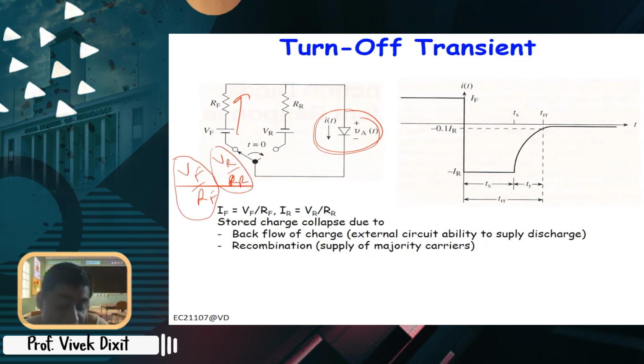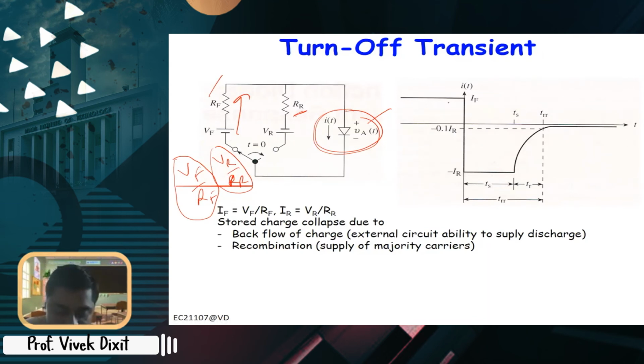In forward bias, current is limited by RF. In reverse bias, current is limited by the diode. But during the transient, current is limited by this resistor. Because in reverse bias, what we are doing is trying to extract the carriers. Because it was forward biased, a lot of charge was available. So the diode was not limiting. Rather, the ability of the circuit to draw the current was the limiting factor.